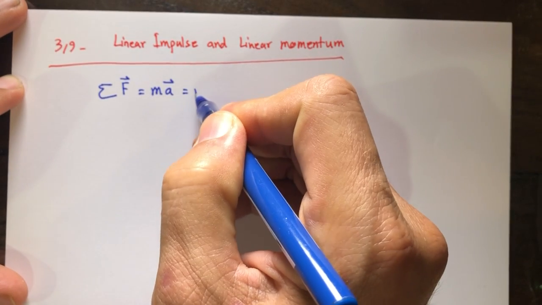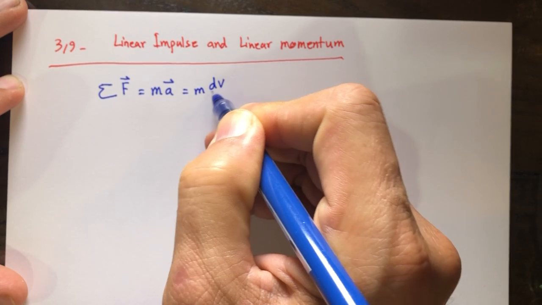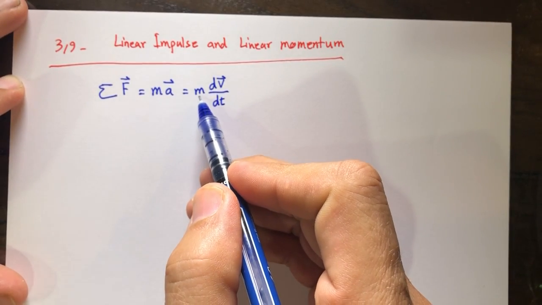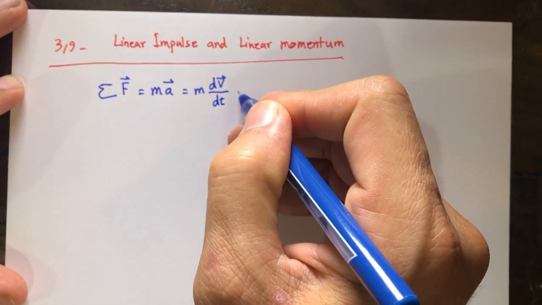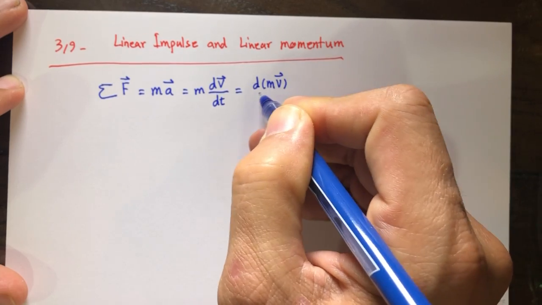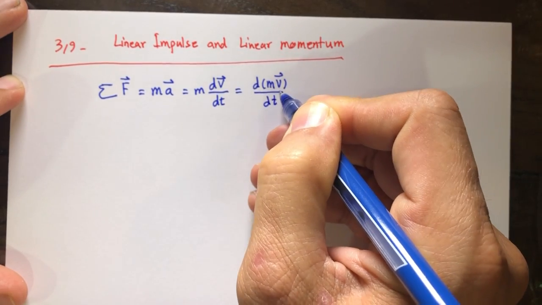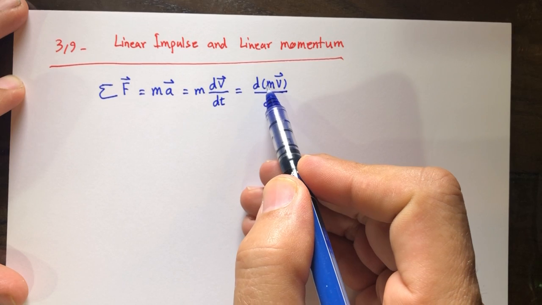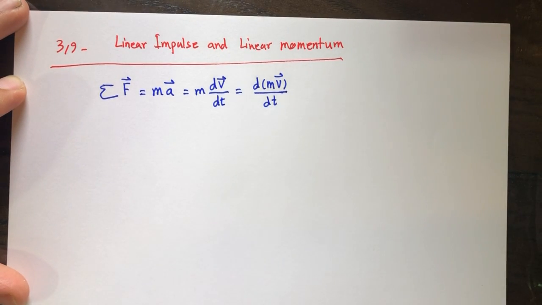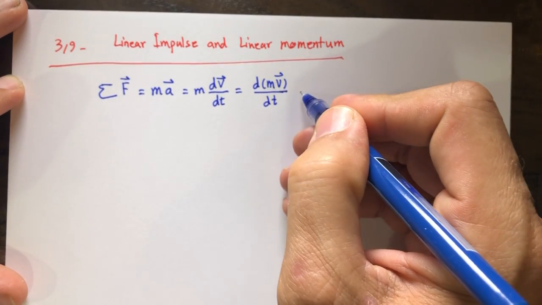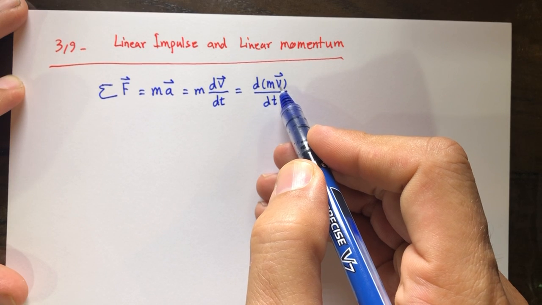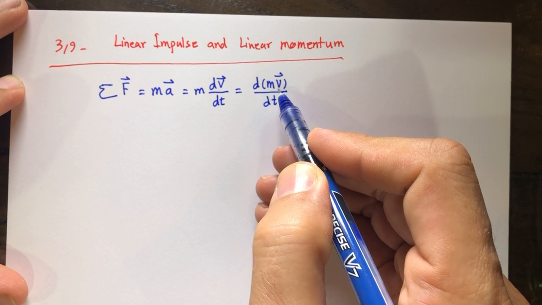You can write acceleration as dv/dt. And also, if the mass is constant, you can write this as the derivative of mass times velocity divided by dt. Because mass is constant, you can take it out of this derivative or bring it in. Both of them are the same, right? And we have a new definition here. We call the mass times velocity the momentum of that mass.